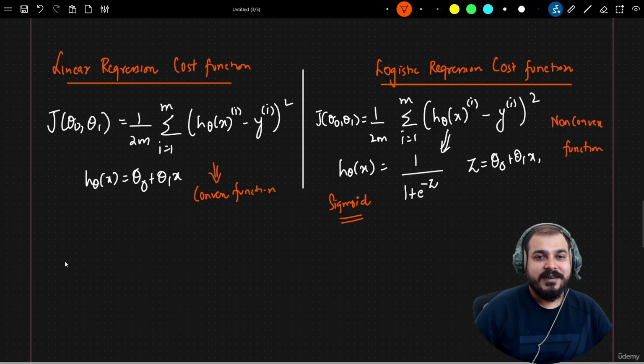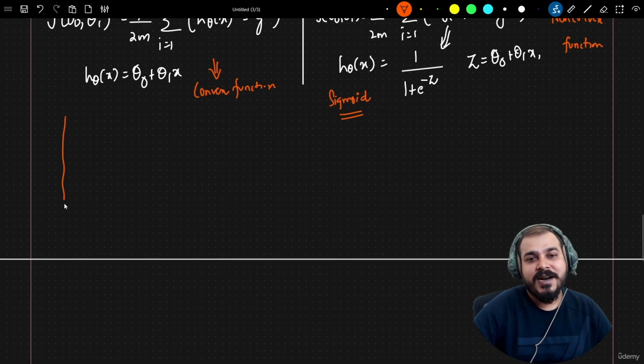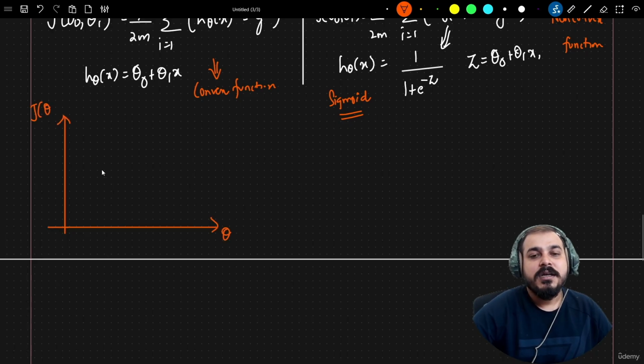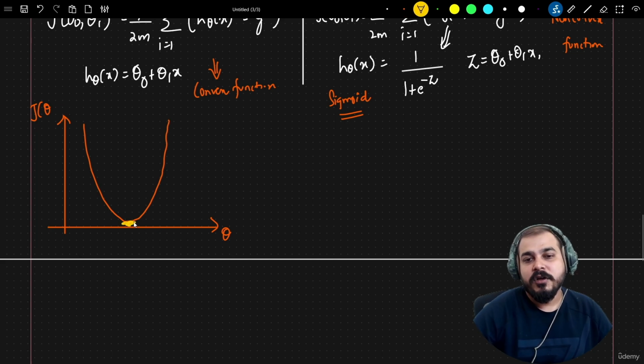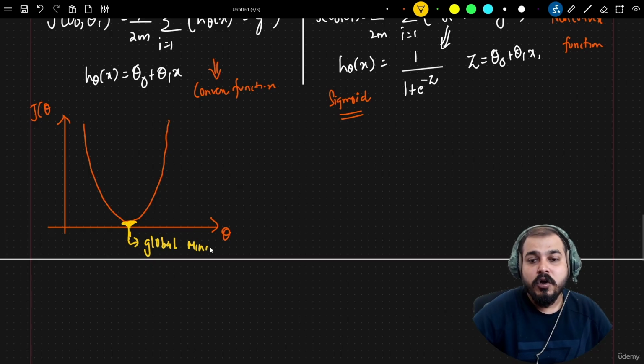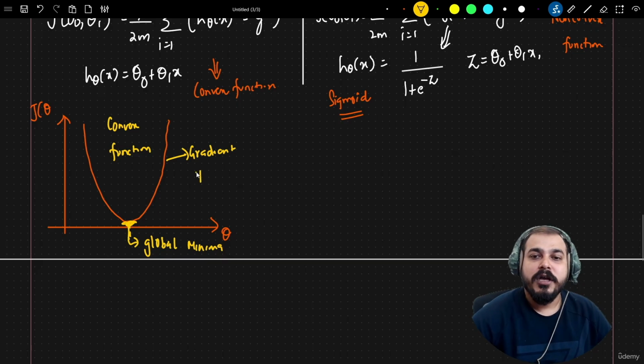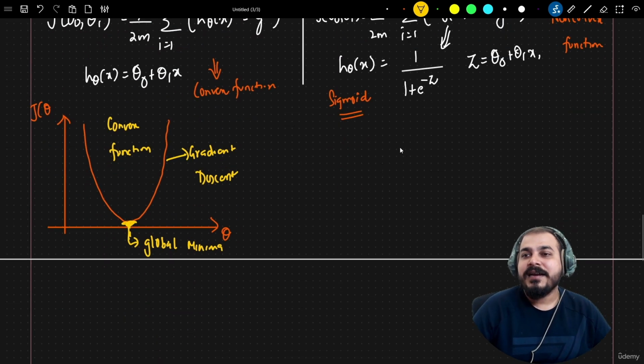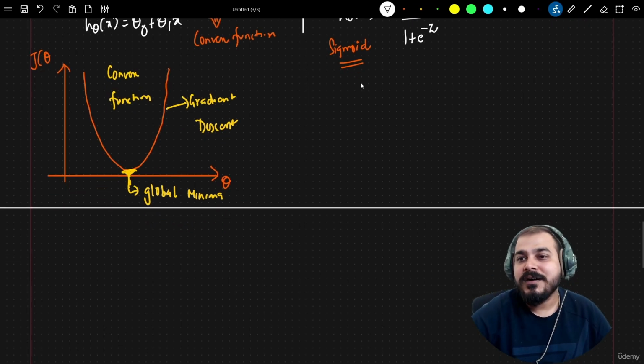Now, for the linear regression cost, what is the gradient descent that is created when you plot with respect to theta and J of theta? You will get this kind of gradient descent, and over here this will be your global minima. So this is specifically your convex function. Gradient descent is actually on a convex function. Now, if I try to use this sigmoid equation and plot it, what kind of curve will I get?